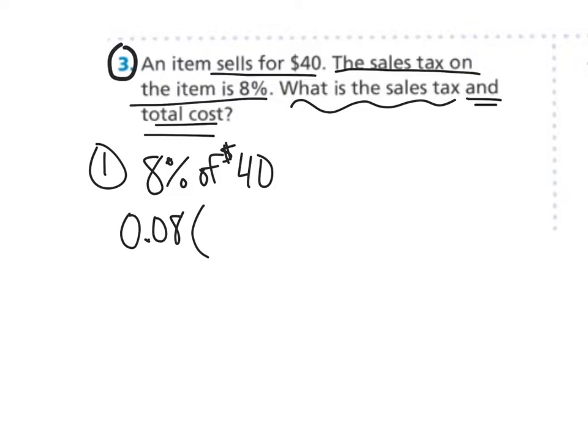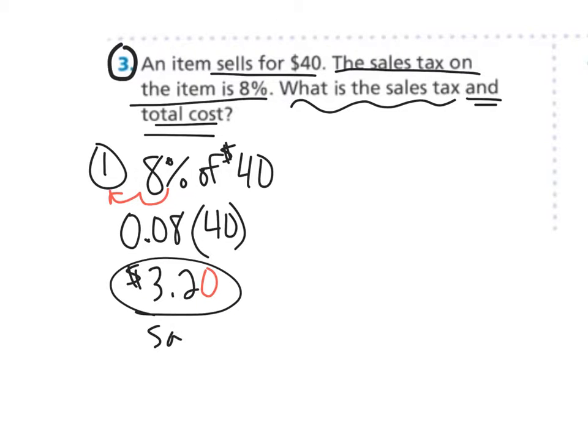Just moving your decimal 2 places to the left. Or if you want to change it to a fraction first, it's 8 over 100, and then 8 hundredths would be the same as 8 hundredths as a decimal. And then of usually means times. So 8 hundredths times 40, and we get 3.2. So what that means is add a 0 on the end. That's $3.20 for our sales tax.